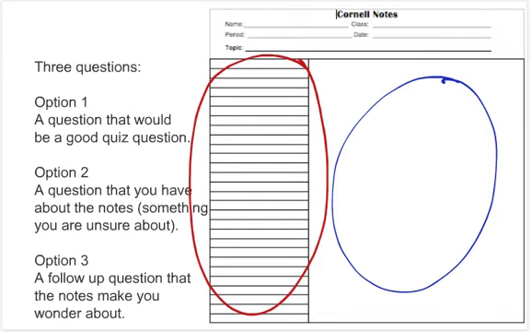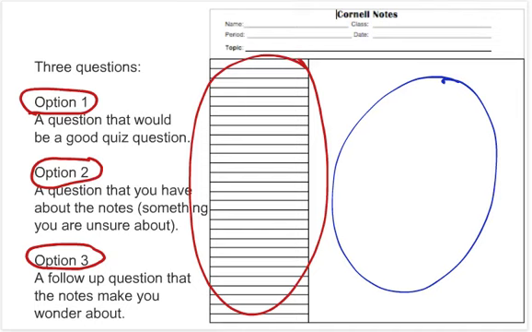Now there are several different options you can do for questions. Option number 1 is that you could write a question that would be a good quiz question on some future quiz or test. Option 2 is to write a question that you have about something in the notes, something that you're unsure about. And then option 3 is to write a follow-up question, something that was in the notes that you're now wondering about, something that wasn't addressed in the notes at all, but that you now have a question about. You can do all 3 questions, could be option 1 questions. All 3 questions could be option 2, or you could mix it up.